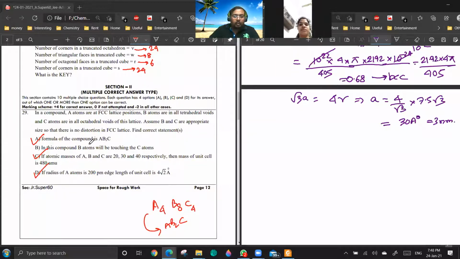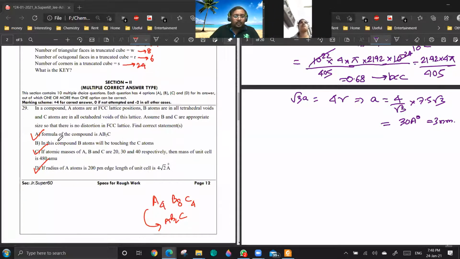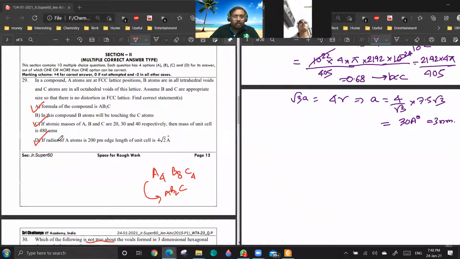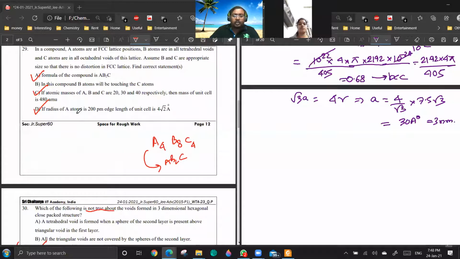In 29, you see, octahedral and tetrahedral voids won't touch each other. Are you getting a point? Because they are touching the lattice points. Yes. Is it clear? Okay. So can you explain D in that? D. Yes. Okay, radius of A atoms is 200 picometers. What is the edge length of the unit cell? Okay, so it will be 2 root 2A. Yes, sir. That's it. So 200 picometer is 2 angstroms, so 2 root 2 times 2 is 4 root 2 angstroms.